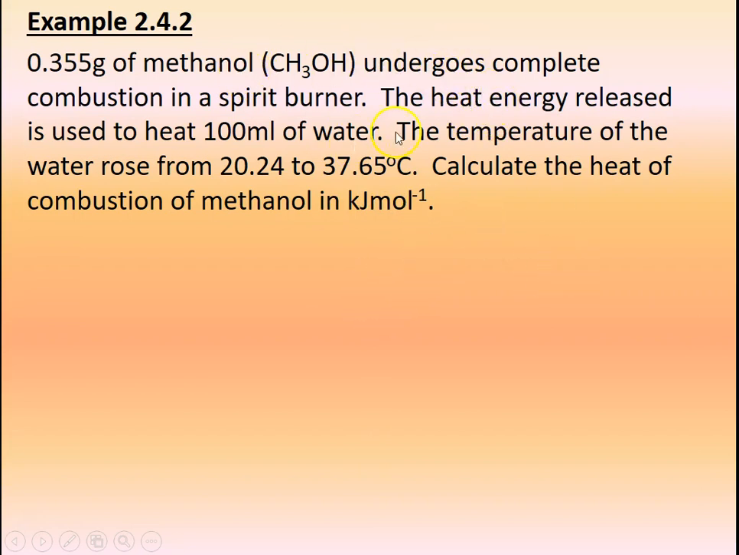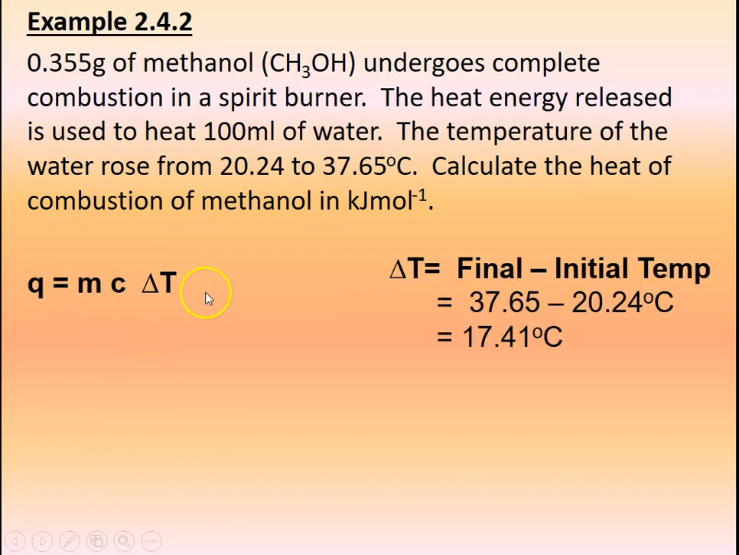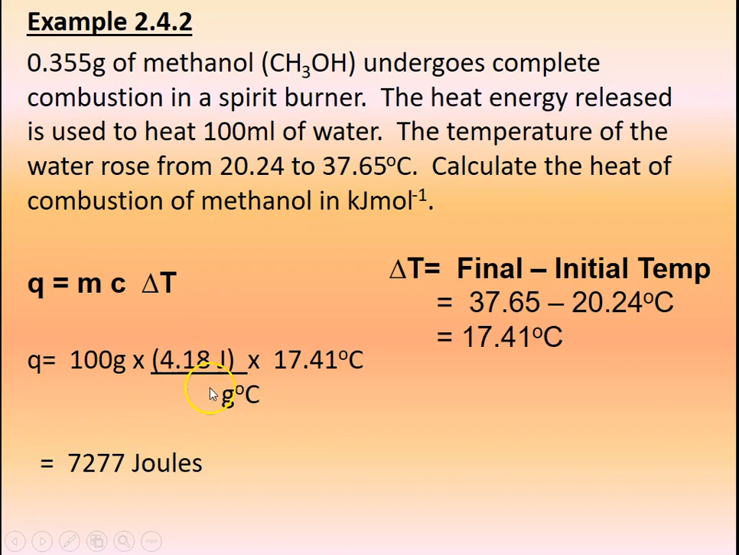The heat, after you've burnt that, has gone into the 100 mils of water. So you need to make that grams, 100 grams of water, and the temperature's gone up from this to this, so you need to work out the temperature rise. So to get the energy in the water, you've got Q equals MC change in T. Your change in T is 17.41 degrees, it's gone up, and you had 100 mils of water, so you've got 100 grams of water, and it's 4.18 joules for every gram for every degree. So if you just multiply those, they'll cancel out and you'll be left with joules.